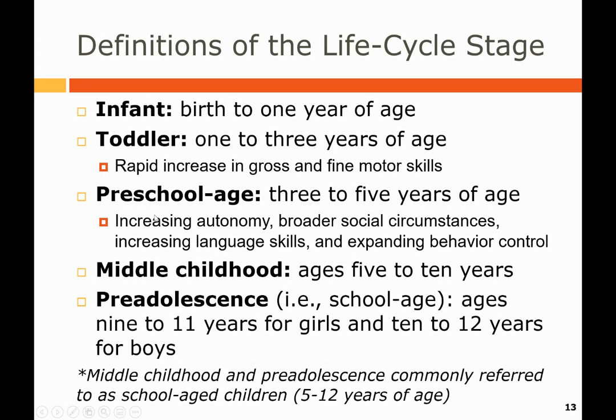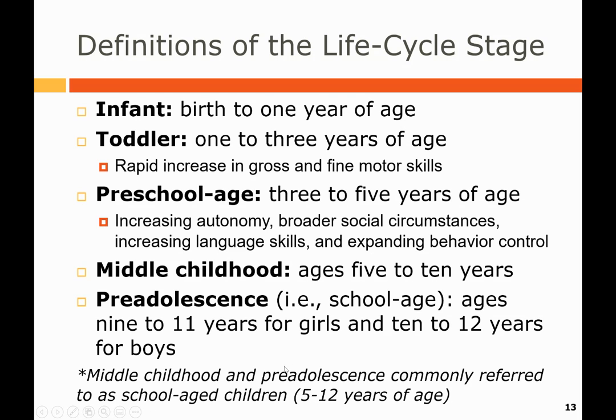But in general, infants are birth to 1 year of age, toddlers are 1 to 3 years of age, preschoolers are 3 to 5 years of age, middle schoolers are 5 to 10 years of age, and pre-adolescents are ages 9 to 11 years for girls and 10 to 12 years for boys. This age difference in pre-adolescence is because girls tend to hit puberty sooner than boys. So that's what is marking the adolescence period there.